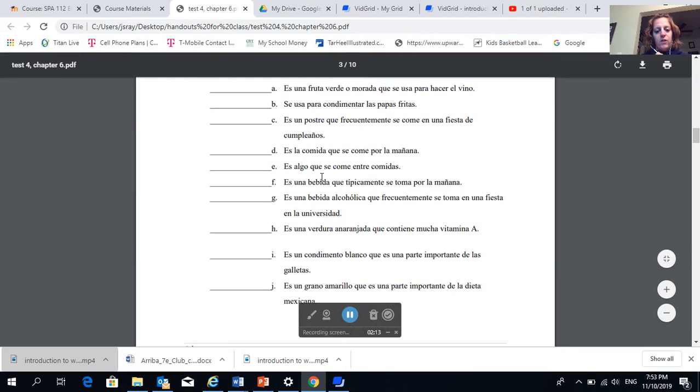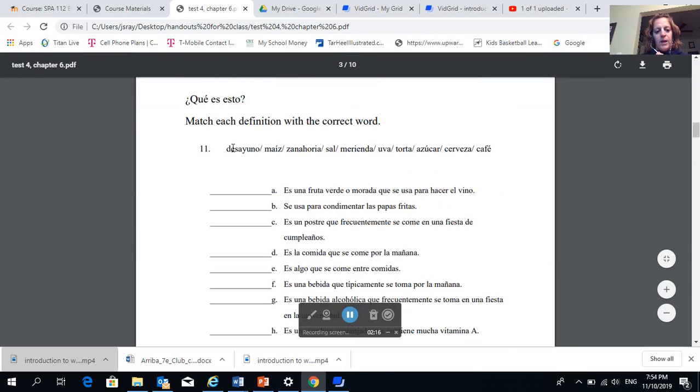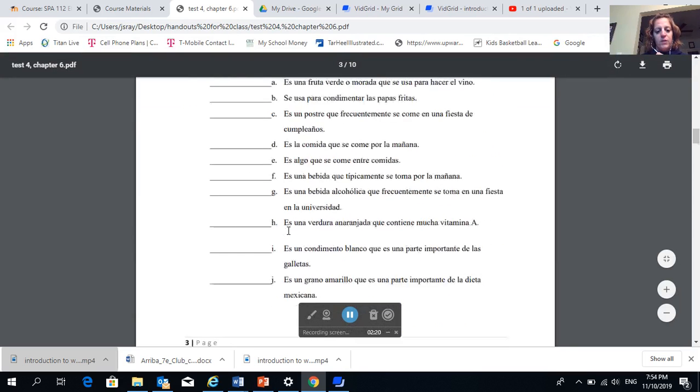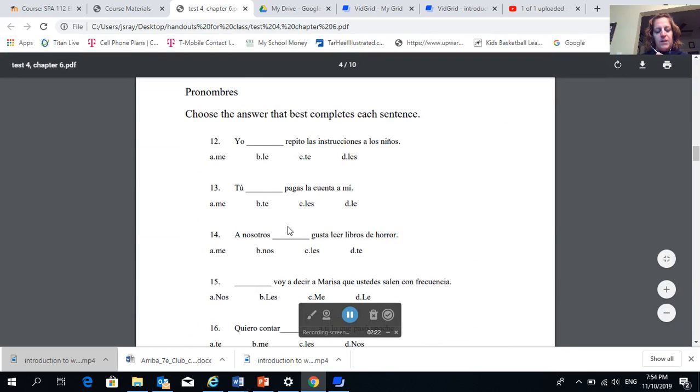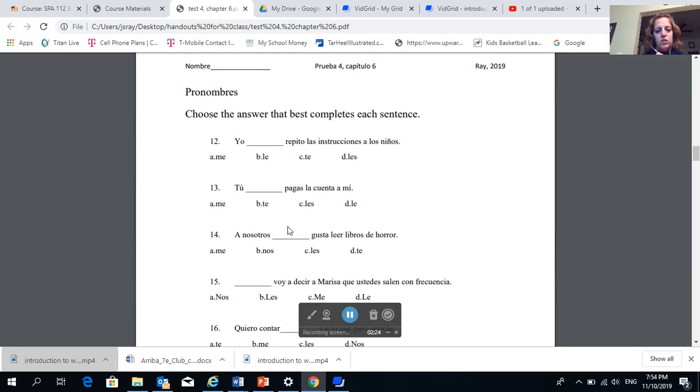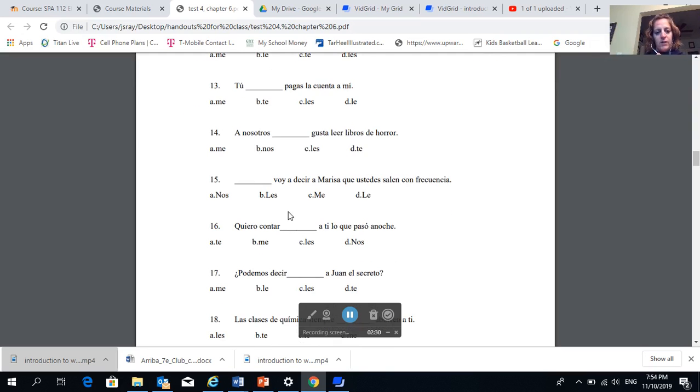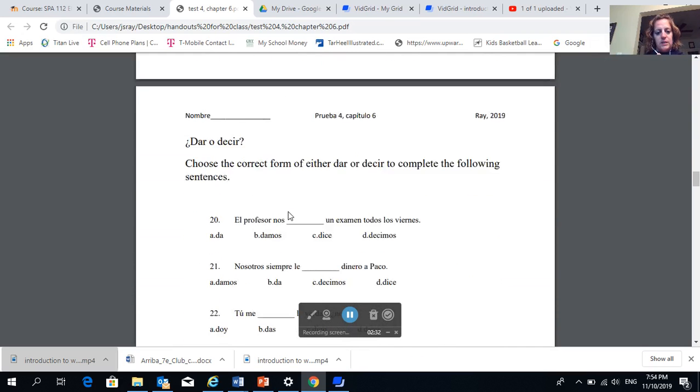Then down here, there are definitions. And up at the top, there are various vocabulary words. Match the vocabulary word with its definition. Then down here, we're looking at the pronombres. Choose the answer that best completes each sentence. You're filling in the indirect object pronoun that is missing from each sentence.